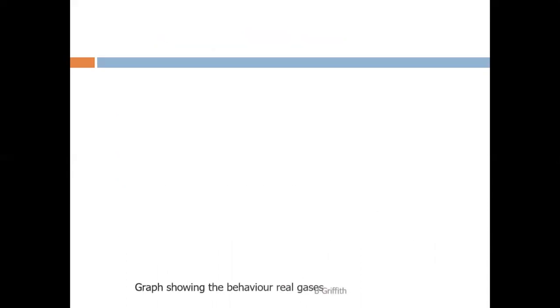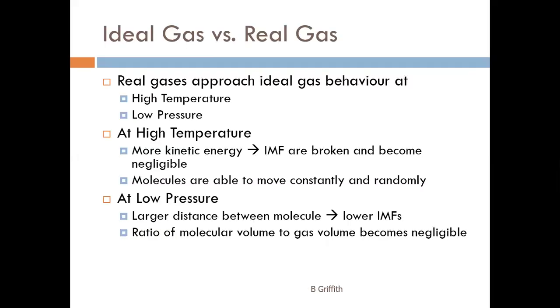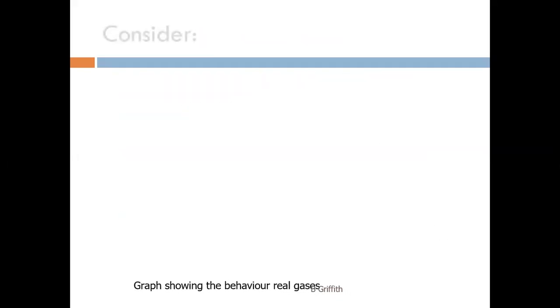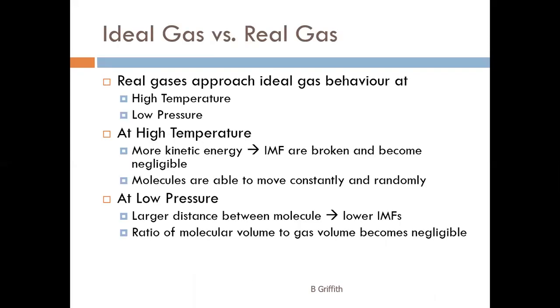And similarly, your real gas will deviate at low temperatures and at high pressures for the exact opposite reason. At high pressure, think about what's happening to your particles. Think about what's happening to the volume of the molecule relative to the volume of the gas. Similarly, at low temperature, what does that mean for the kinetic energy? What does that mean for the intermolecular forces?